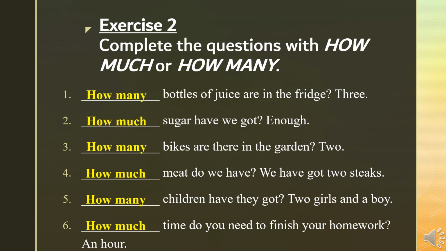For question 5, children. Children is countable, so we use how many. How many children have they got? 2 girls and a boy. And for the last question, time. Time is uncountable, so we must use how much. How much time do you need to finish your homework? An hour.